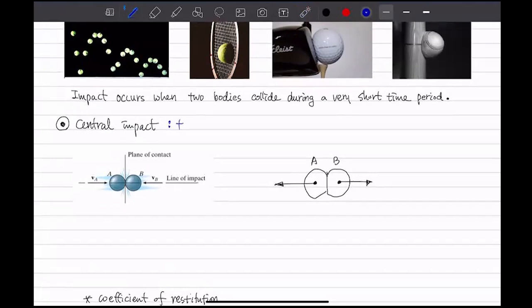the velocities are along the line of impact, which is the line through the mass centers.